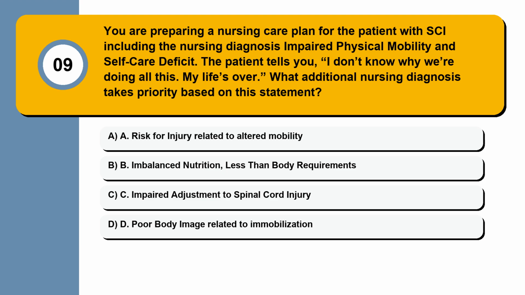A. Risk for injury related to altered mobility. B. Imbalanced nutrition, less than body requirements. C. Impaired adjustment to spinal cord injury. D. Poor body image related to immobilization.